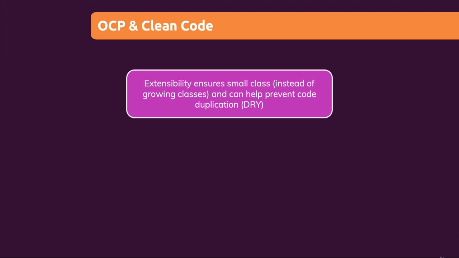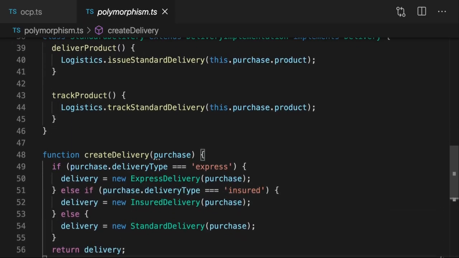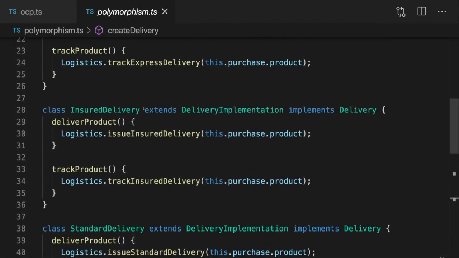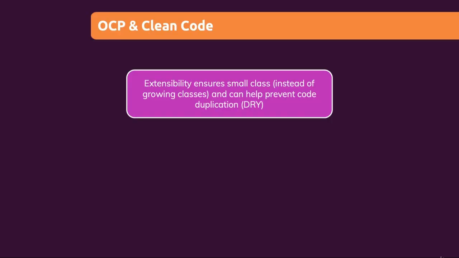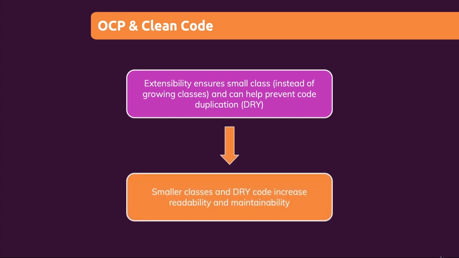Don't repeat yourself. The open-closed principle helps us with that as well, because just as shown in the polymorphism example, we have all these classes and we avoid extra code duplication. And of course, both aspects, small classes and DRY code, are what clean code also is about. Because that helps us with readability and of course also maintainability. But especially the readability and the understandability of the code is what helps us as humans if we analyze code.